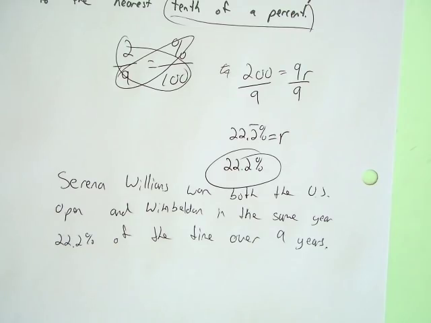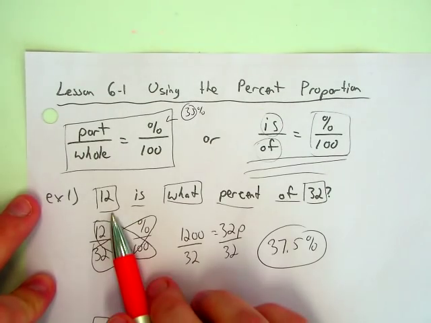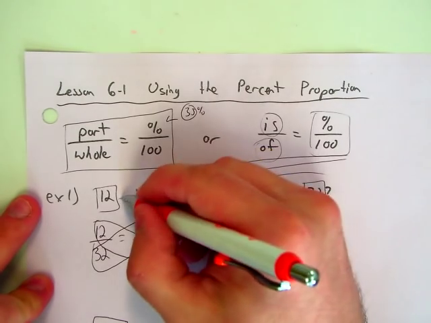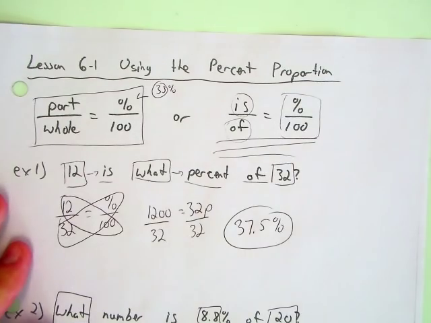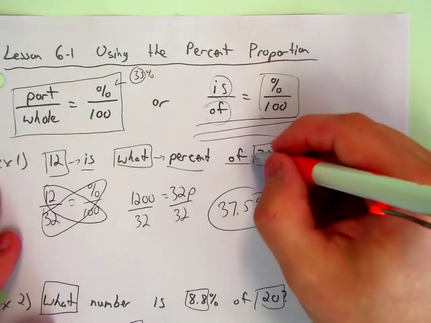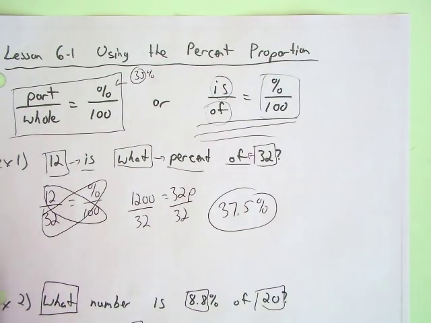So when we are using the percent proportion, it's very helpful to put a square around numbers that we know, and maybe underline what number that goes with. So for example, in example 1, we put a square around 12, and we knew that 12 is going to be the is. We put a square around the word what, and we knew that what was going to be the percent. And we put a square around 32, and we knew that 32 was going to be the of. So finding those 3 pieces of information will help you in order to solve these questions.